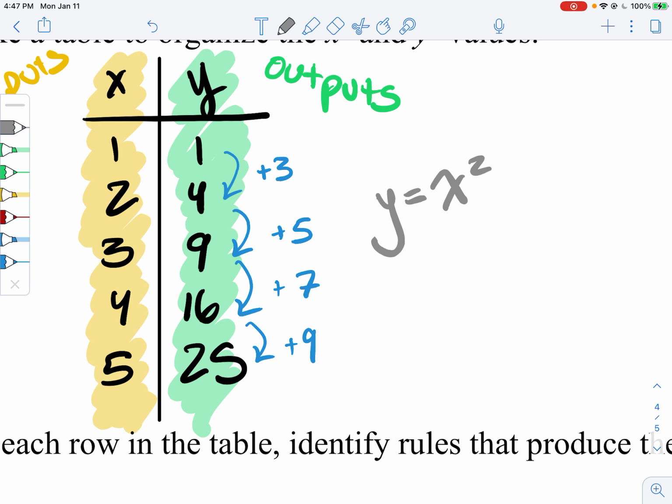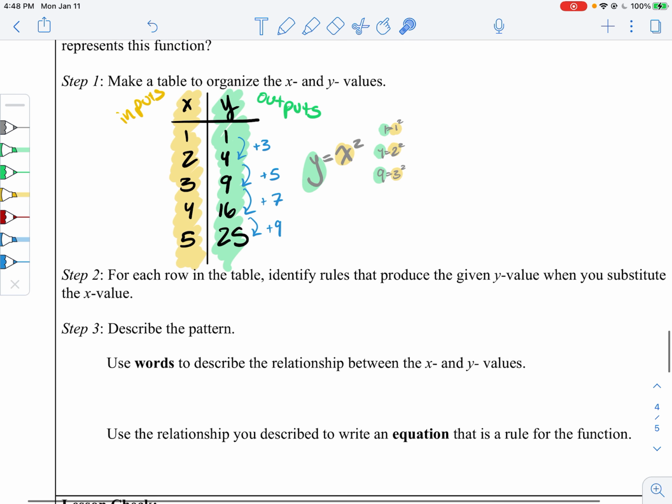Is it true that 1 equals 1 squared? Yes. Let's look at our next line. Is it true that 4 equals 2 squared? Yes, that's true. Is it true that 9 equals 3 squared? Yes, that's true. So as we plug in our x values and our y values in this same rule, we make sure they always work. Yes, they do. Excellent, excellent.